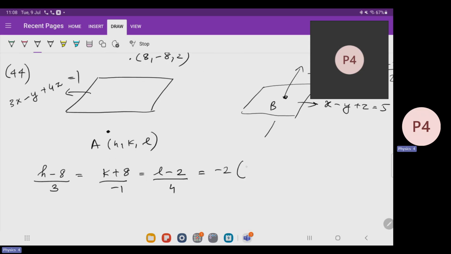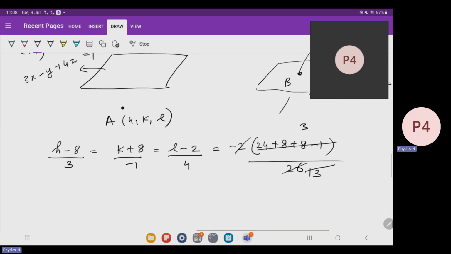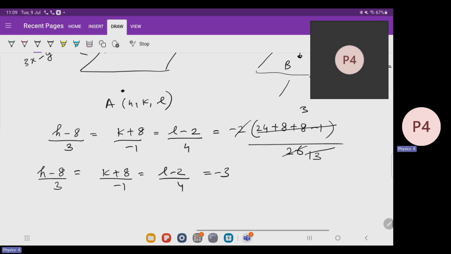ax1 plus by1 plus cz1 plus d upon root a square plus b square plus c square. So that is 9 plus 1 plus 16, that is 26. This is 40 minus 13, so this is 3. So h minus 8 upon 3 is equal to k plus 8 upon minus 1 is equal to l minus 2 upon 4 is equal to minus 3.